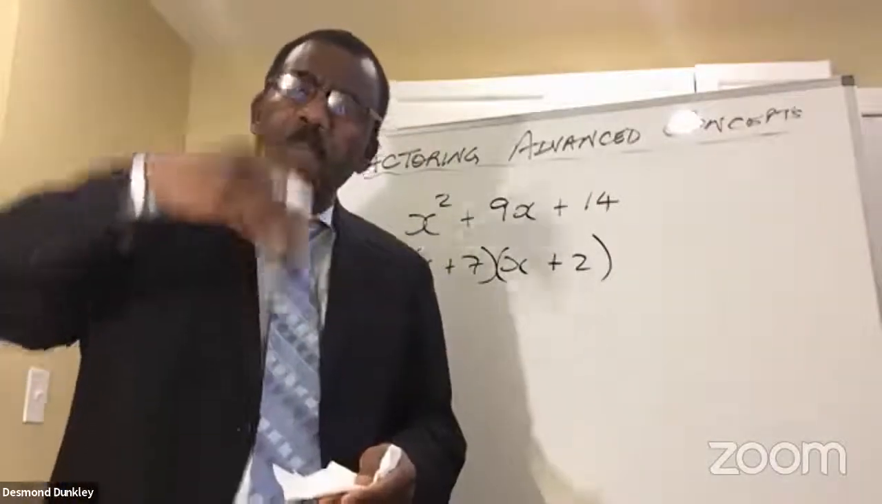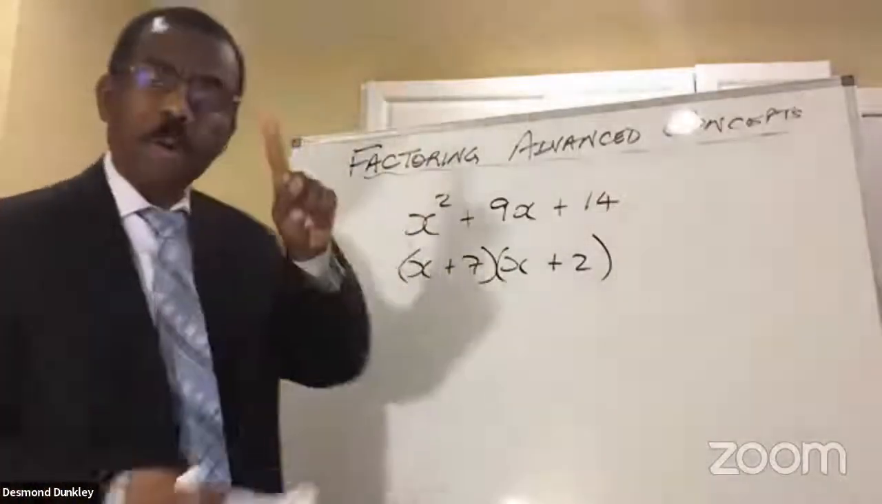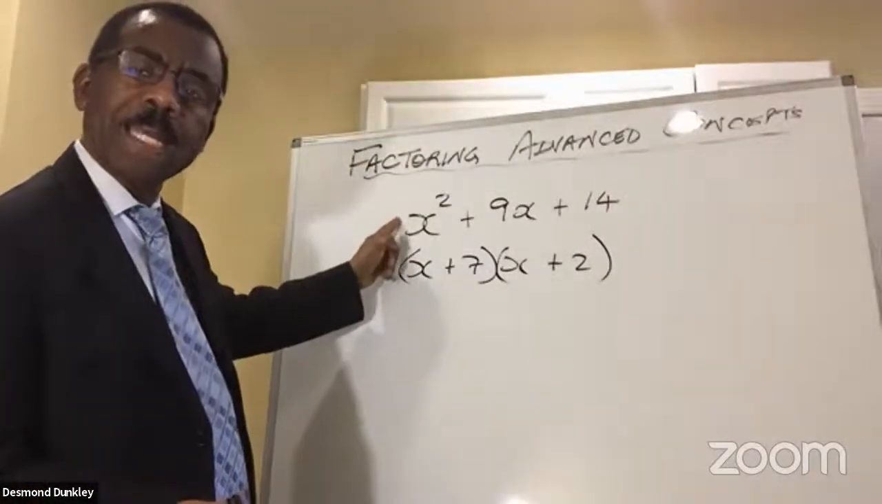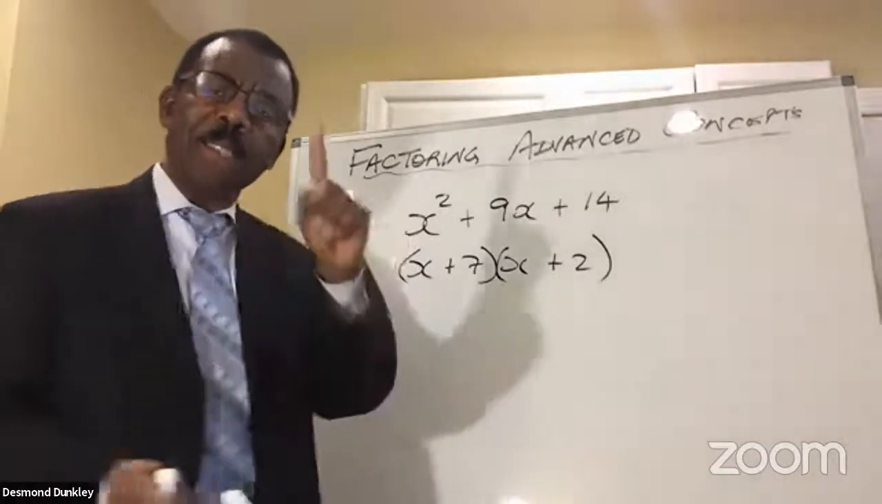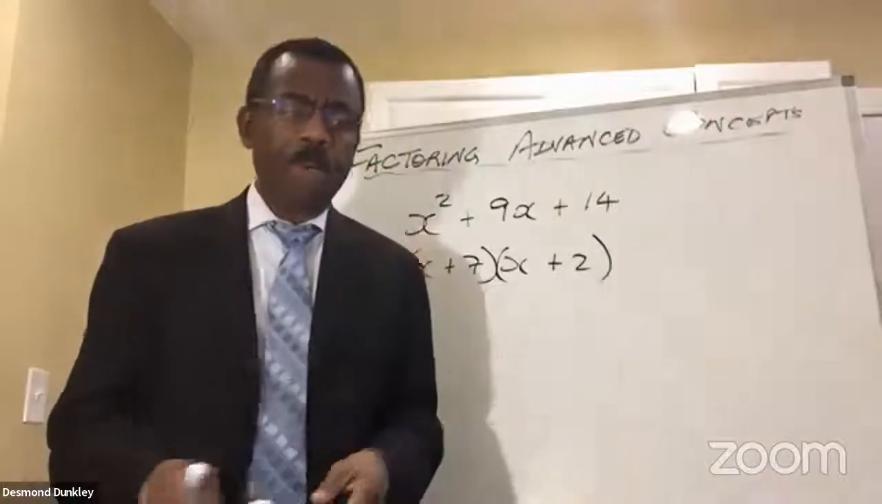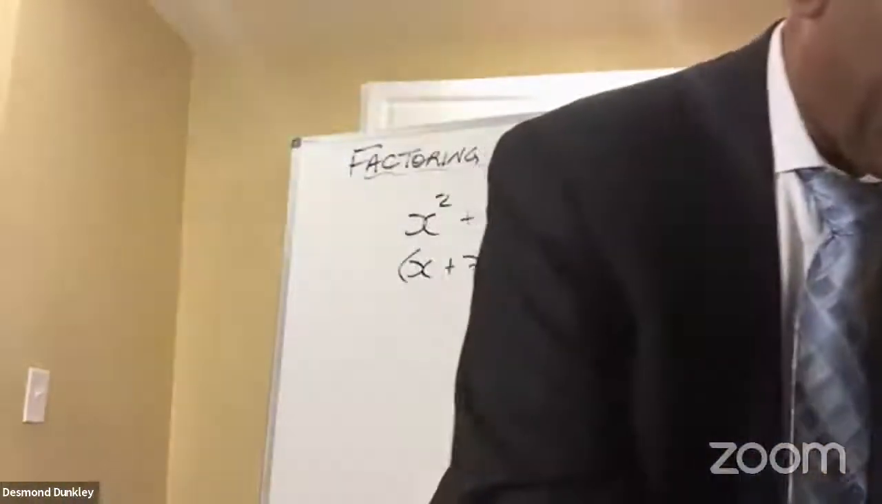Today, we're going to move up a notch and start off by factoring those cases where the lead coefficient is not 1, where the lead coefficient is a different number. And that is what we're going to work on now.